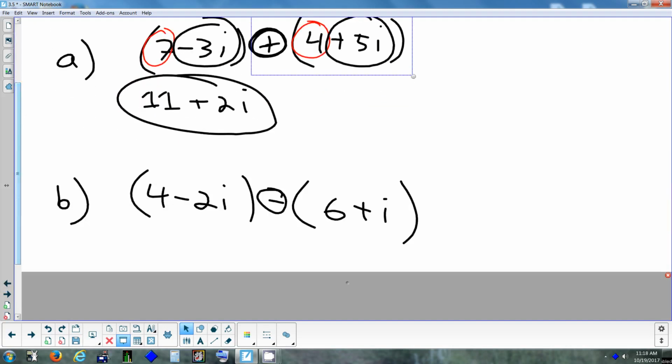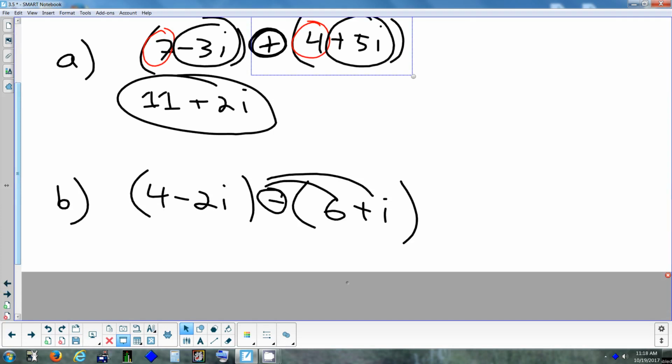Let's look at subtract. Subtract is the same idea. Combine the real part with the other real part and the imaginary with the imaginary. But remember, this minus applies to both. You're not just subtracting the 6. You're also subtracting the i.